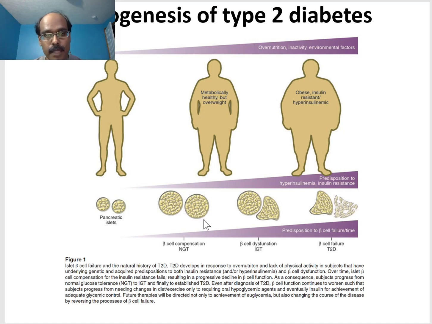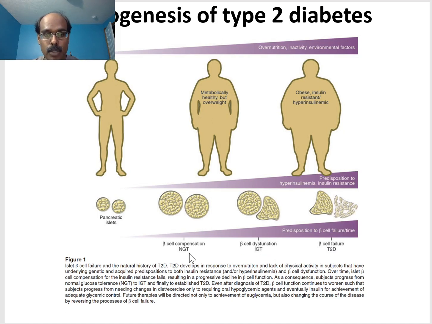But if it keeps on compensating over years and years of accumulation of injury, there would be a tipping point, due to overnutrition, inactivity, and other environmental factors. There will be beta cell dysfunction, and beta cell destruction would cause type 2 diabetes.